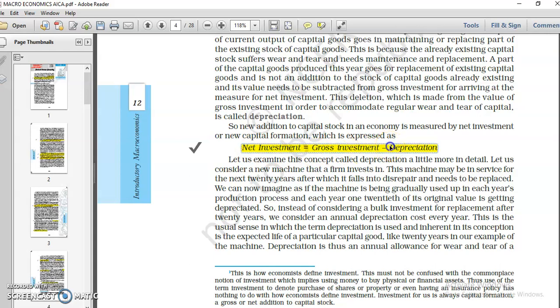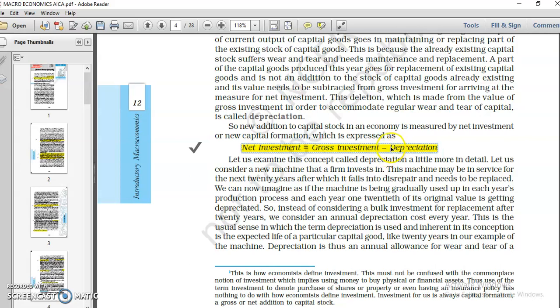Once you deduct depreciation out of that gross investment, it becomes your net investment. You can take an example of that. Let's say we have purchased one asset or one machinery of rupees 1 lakh in 2018. After using it for 2 years, if you are going to sell it in the market, you will not be able to get rupees 1 lakh. You will get less amount of that.